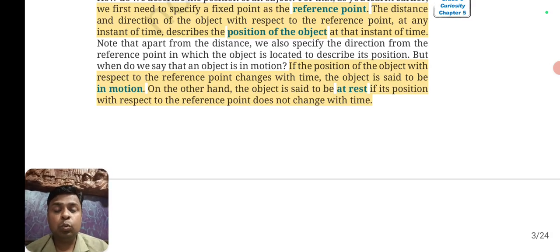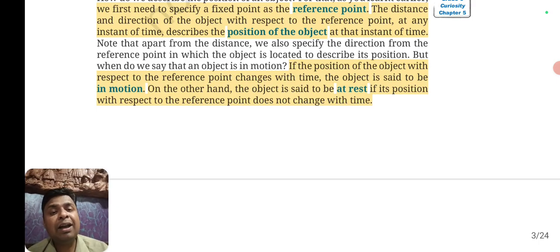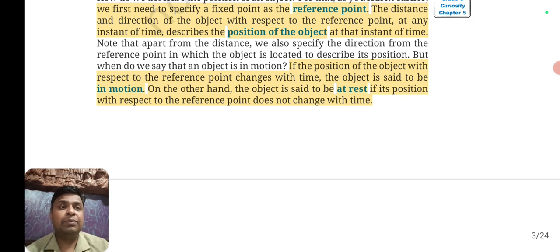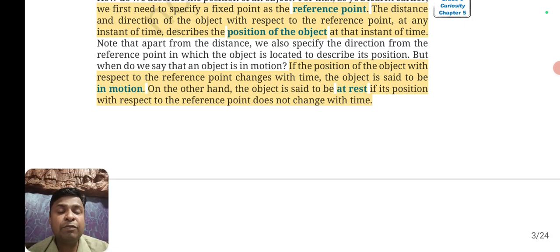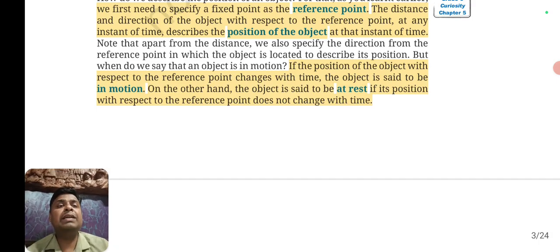Position, where are you with respect to a reference point, at rest or in motion, depends on that fixed reference point. It can be different. People who are outside the car will feel that we are going ahead. If they stand in one place, they'll see our car is going ahead, and those inside the car looking at the people outside will feel as if the people are going behind. So if the position of an object with respect to the reference point changes with time, we say that it is in motion, otherwise it is at rest.